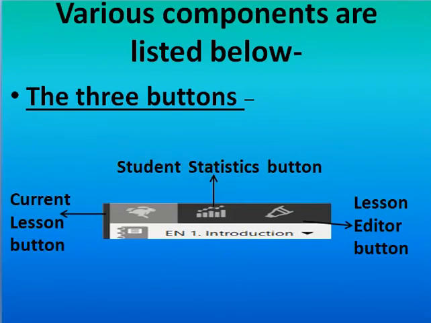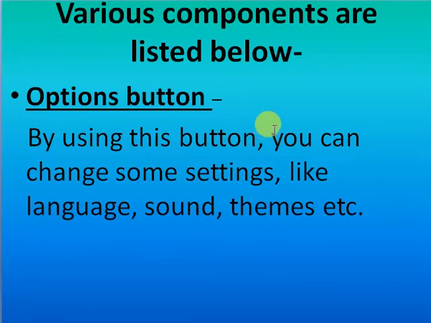Now moving to the next point, the options button. And what is the options button? By using this button, you can change some settings like language, sound, themes, etc. So these are the various components of the Rapid Typing software which you can use to master typing from the keyboard.